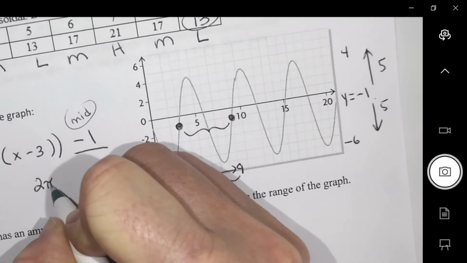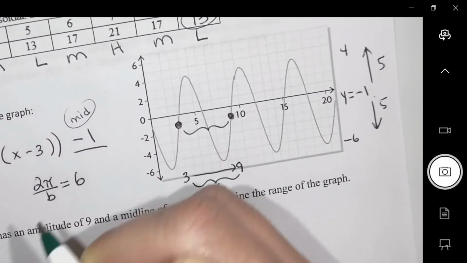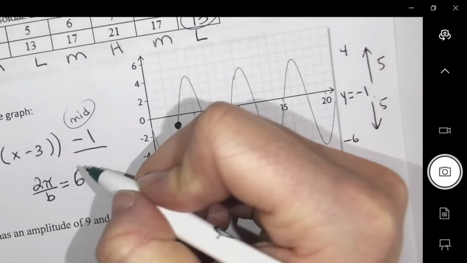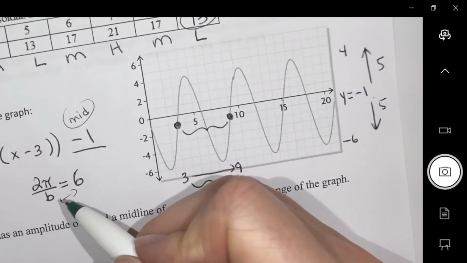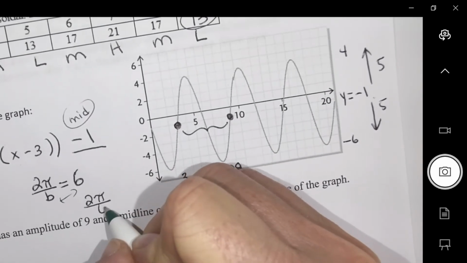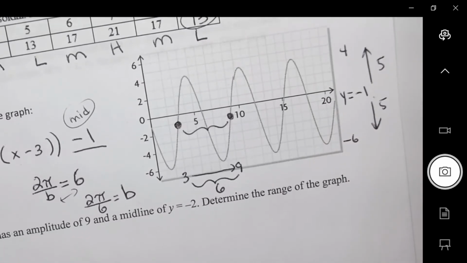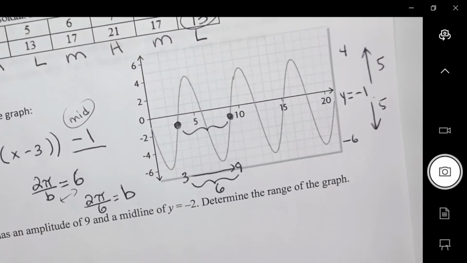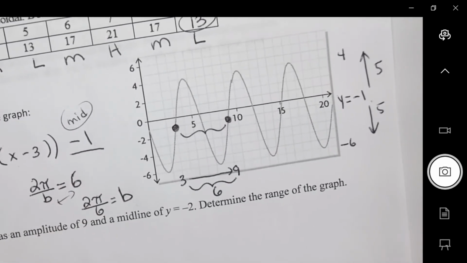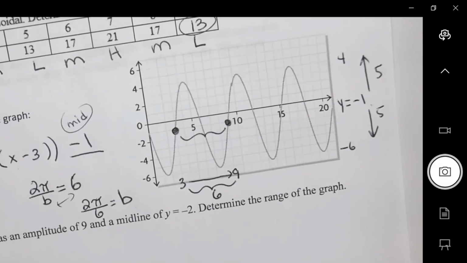Okay, 2 pi over some b value equals 6. So I'm just flip-flopping. So 2 pi over 6 equals the b. Okay, so 2 pi over 6. Obviously I didn't write that in there, but I wrote it as reduced. I just divided by 2, divided by 2. If you would have just written 2 pi over 6, that's all good.